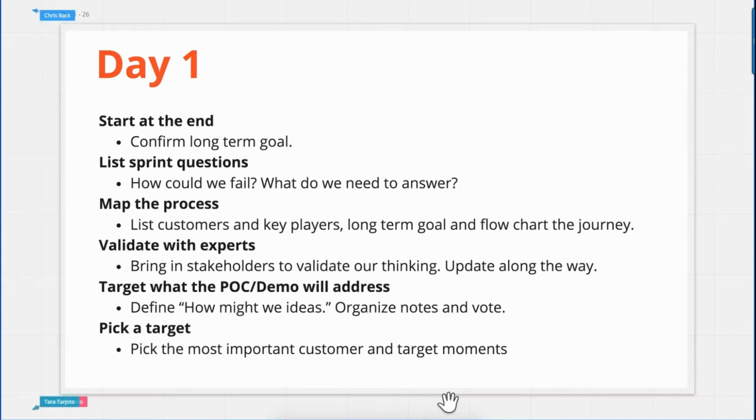Next, we target what our proof of concept will address. We do this by defining how might we ideas, organizing the notes, and voting. And finally, we end day one by picking the most important customer and target moments.